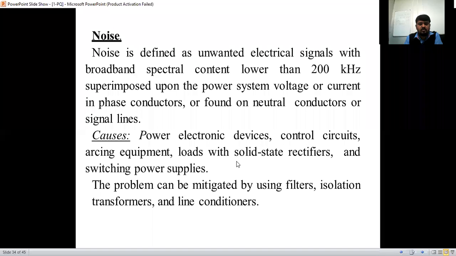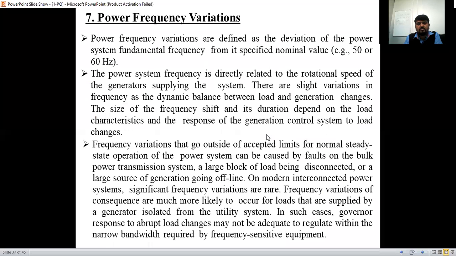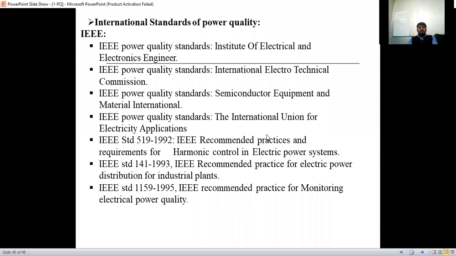These are all the things we have already discussed: voltage fluctuation and all this. See, the next bit of the syllabus is international standards for power quality. Actually, there are some IEEE standards and IEC standards. We are going to discuss that, but not in much detail, just what the standards are.